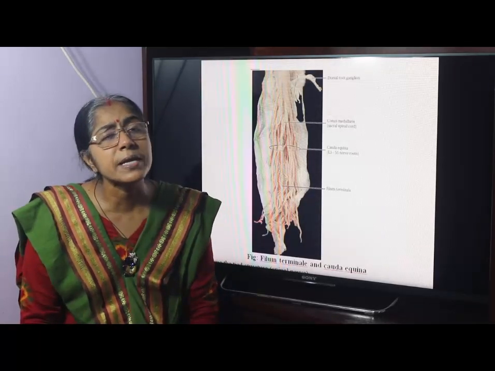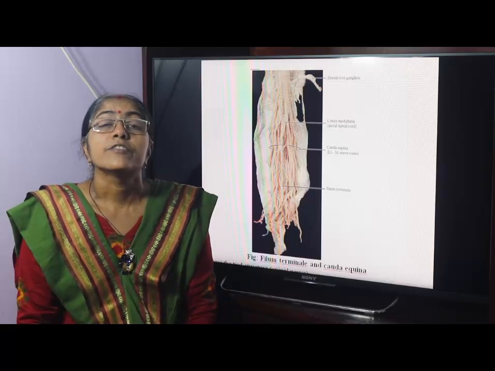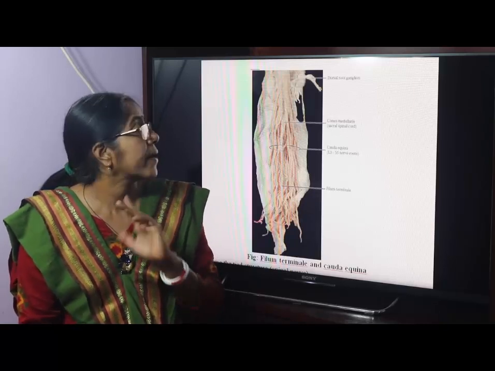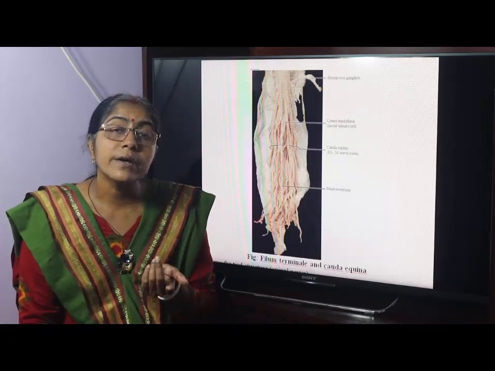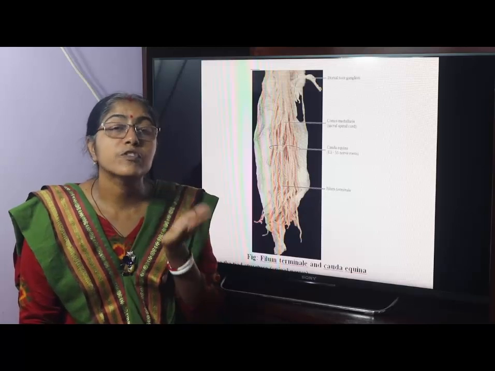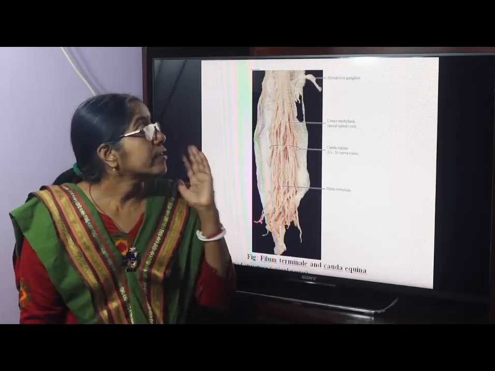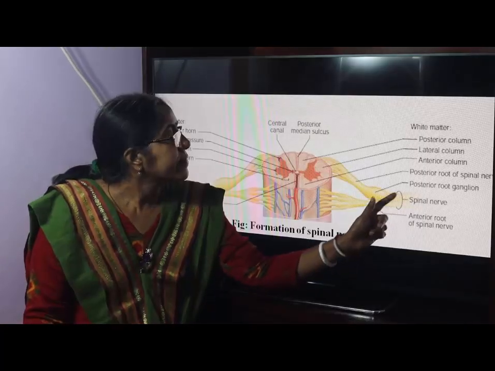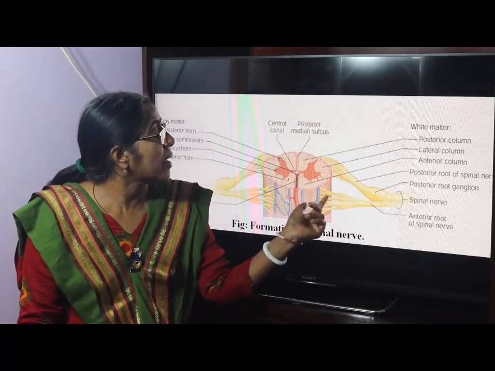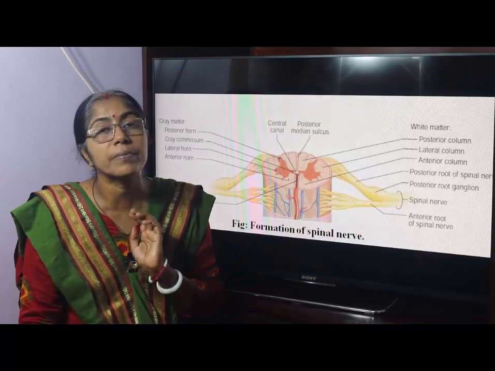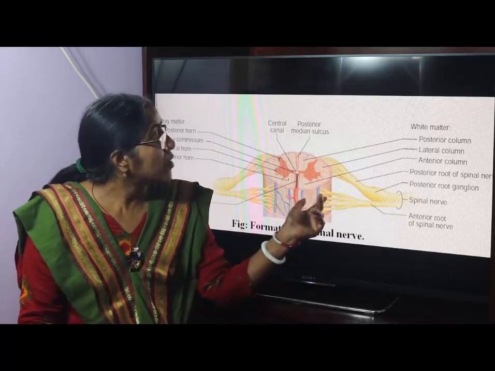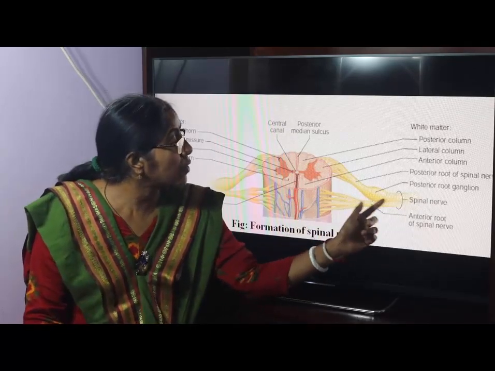Now what do you mean by spinal segment? It is the portion of the spinal cord from which a pair of spinal nerves arises. We know there are 31 pairs of spinal nerves. Now, how does a spinal nerve form? Let's go to the next picture, which is a spinal nerve. It is formed by the union of the ventral and dorsal roots of the spinal cord. And it's a mixed nerve. Why is it a mixed nerve? Because the ventral root is motor and the dorsal root is sensory.